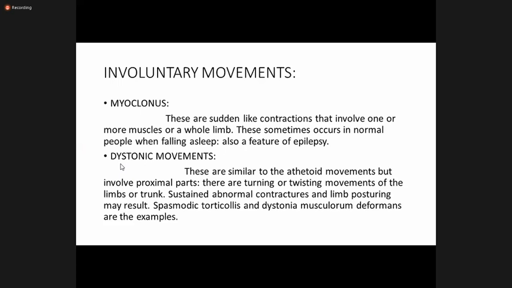Dystonia. These are similar to the athetoid movements but involve proximal parts. They are turning or twisting movements of the limb or trunk. Sustained abnormal contractions and limb posturing may result. Spasmodic torticollis and dystonia musculorum deformans are examples.